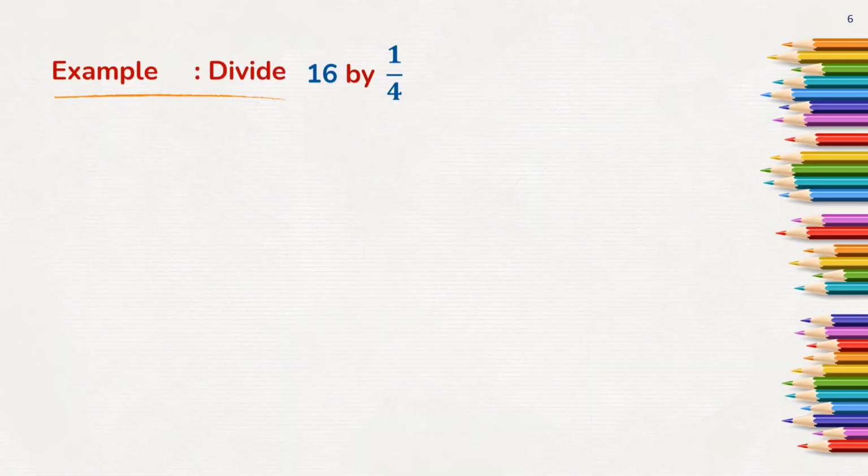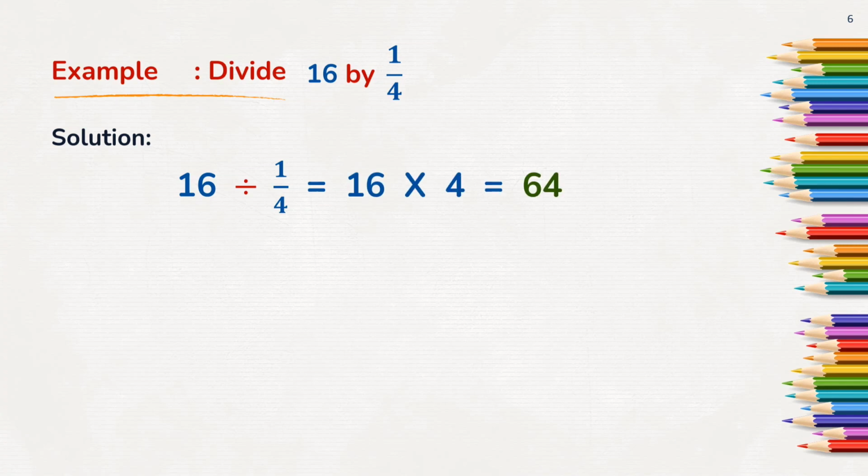Next example, divide 16 by 1 by 4. Here you need to understand how many 1 by 4s are there in 16 is the question. So here, what do we need to do in the first step? We need to change the sign of division to multiplication, right? So change the sign of division to multiplication, that is 16 into 4. 16 into 4 is 64.